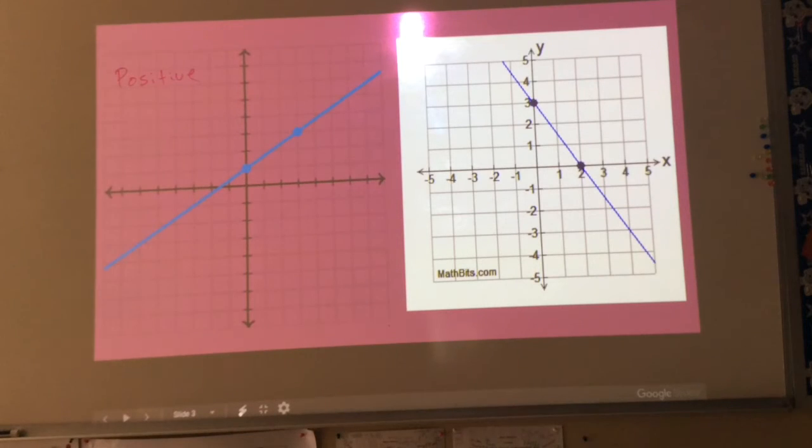What else do we know about that one? Somebody else. What else do you see? The y-intercept. Okay, what is the y-intercept? 1. Okay, so b equals 1.